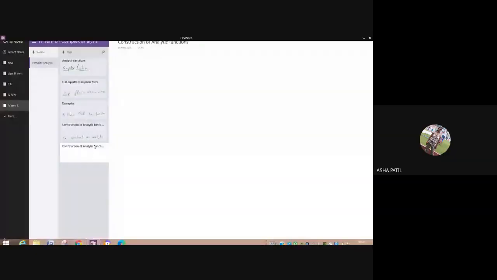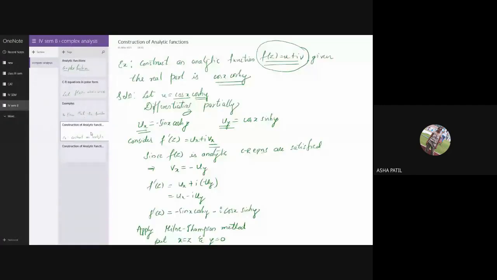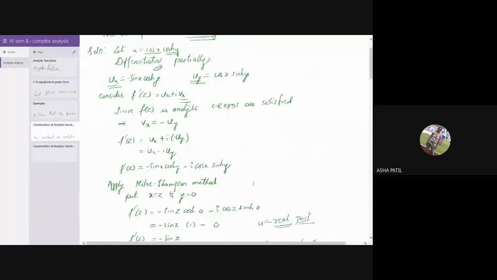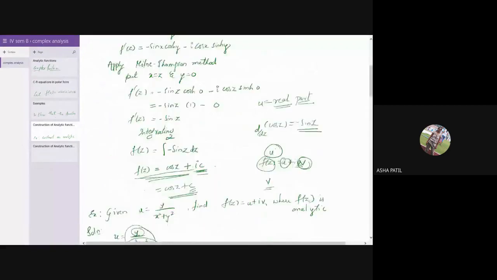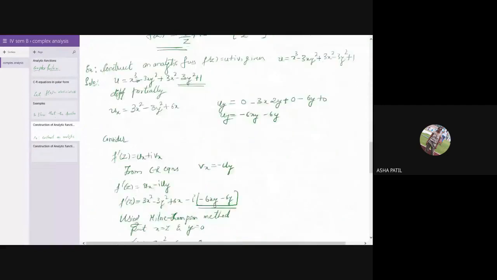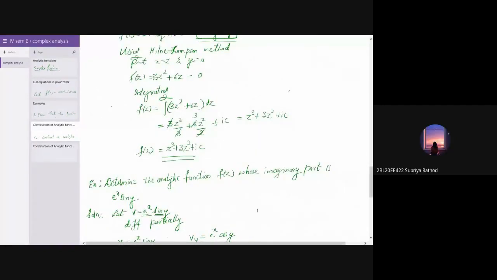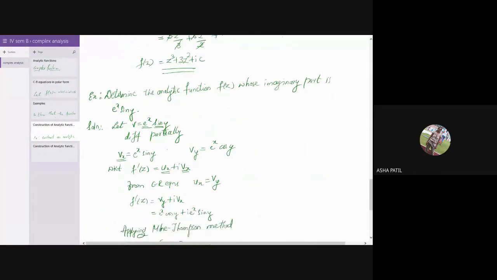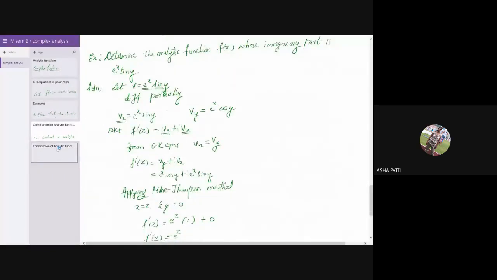Did we do an example on taking imaginary parts the other day? Have we taken v and constructed? Yes or no? Yes, ma'am. One problem, e raised to x into sine y, we had done. Okay.